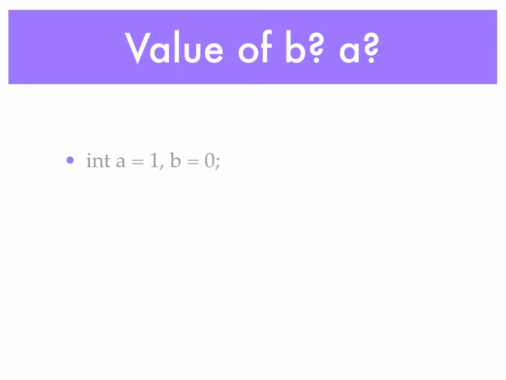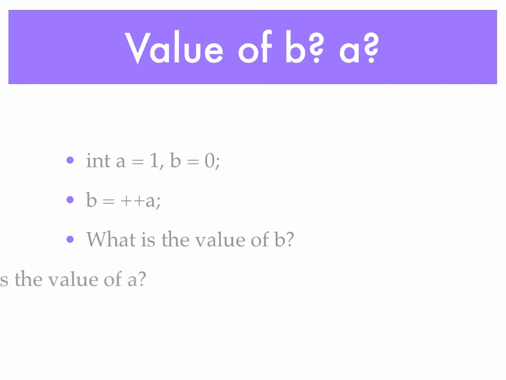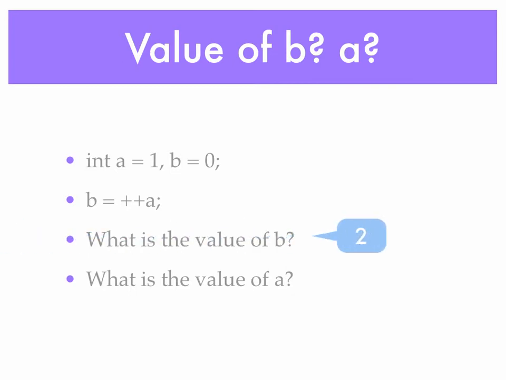If I have a statement int A equals 1, B equals 0, I then put into B the pre-incremented value of A. So what's the value of B? Well, I know that A has a value initially of 1. I'm going to increment it, put that into B. Okay. What, though, is the value of A? So the value of B is 2. The value of A is 2. And that makes sense. A is incremented, put into B.